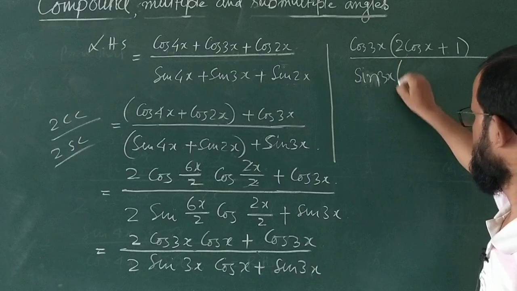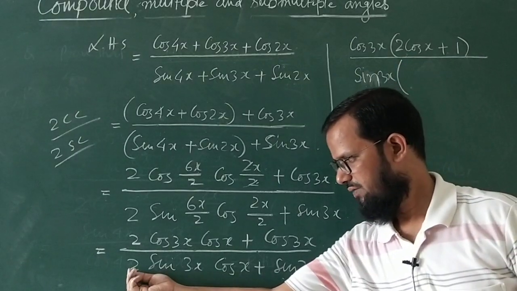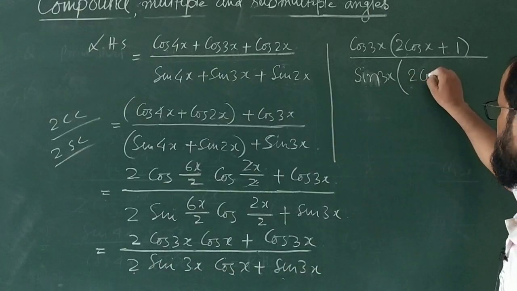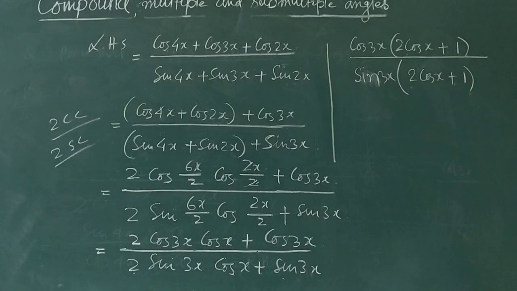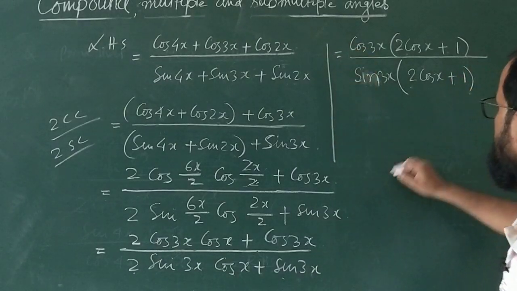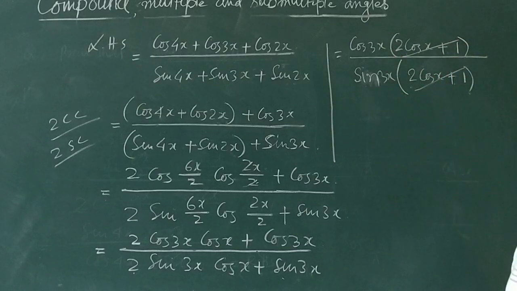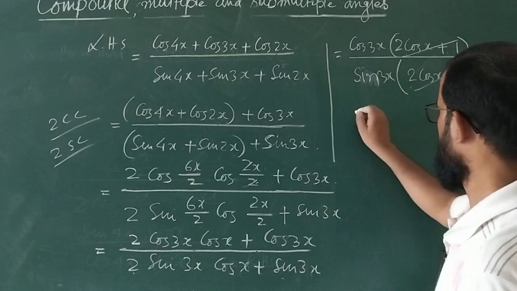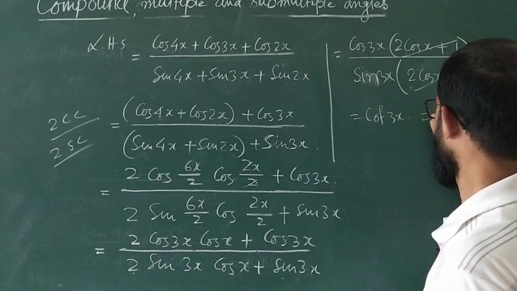sin 3x कॉमन लिया गया है. sin 3x I have taken common. Then first term में क्या रहेगा? 2 into cos x. And in this term 1. Understood? So this term and this term can be cancelled between them. What multiplication is there? So finally cos 3x by sin 3x is equal to what? Which equal to what? Right hand side.